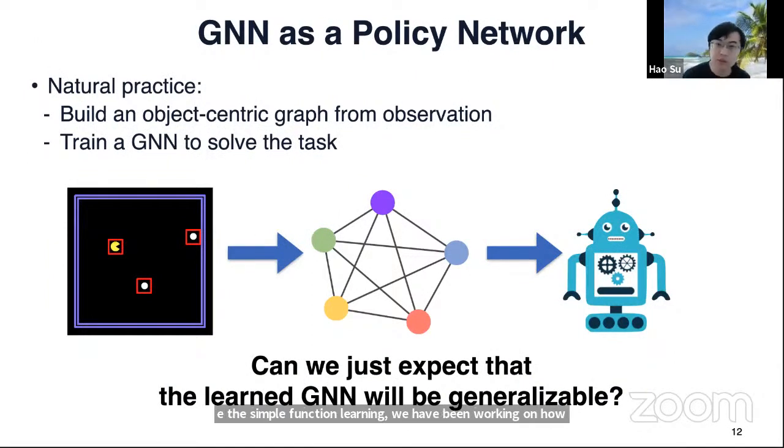How is it possible to use the graph neural network as a policy network? This seems to be quite a natural practice, and it has been studied in the past few years.